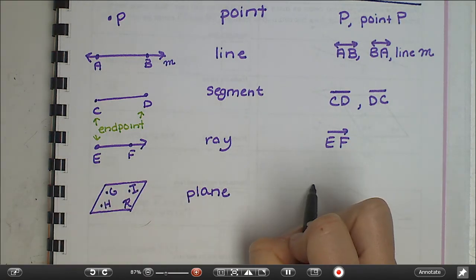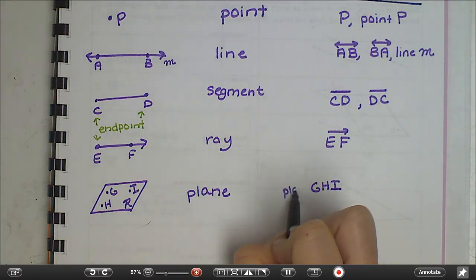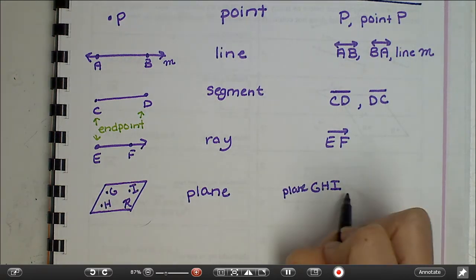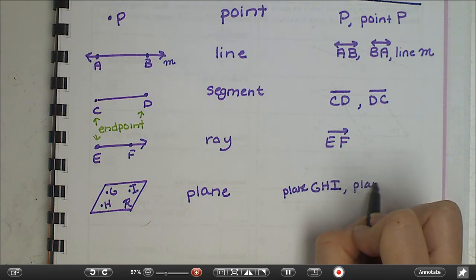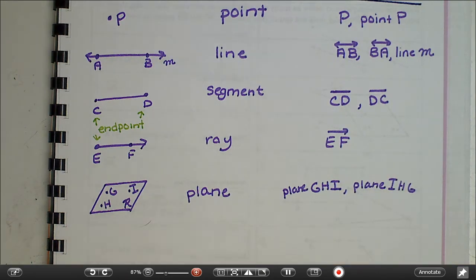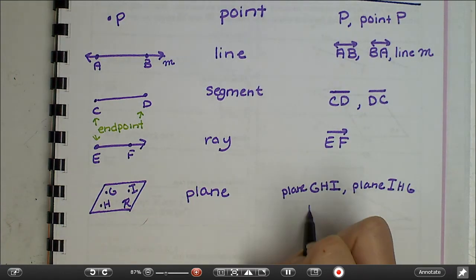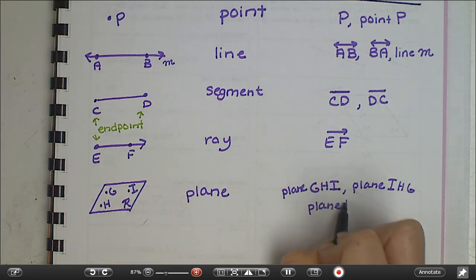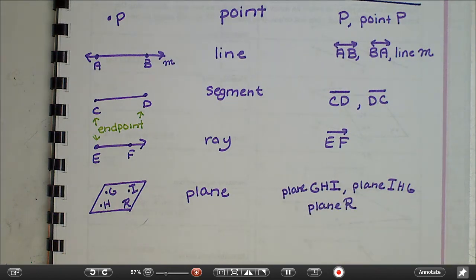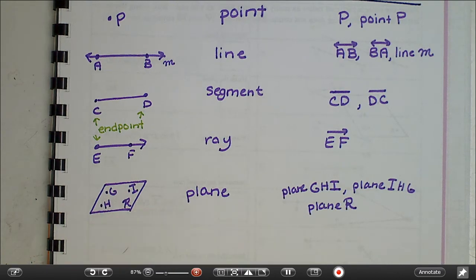For a plane, you use 3 capital letters and the word plane in front. Plane GHI. You can do those in any order, IHG, or any other order of those. However, you can see that little fancy one in the corner. You can also just name it plane R. It's kind of like a name tag. See, these 3 each have a point with them, but the R does not have a point with it. That's one of the ways you know it's its fancy name tag.